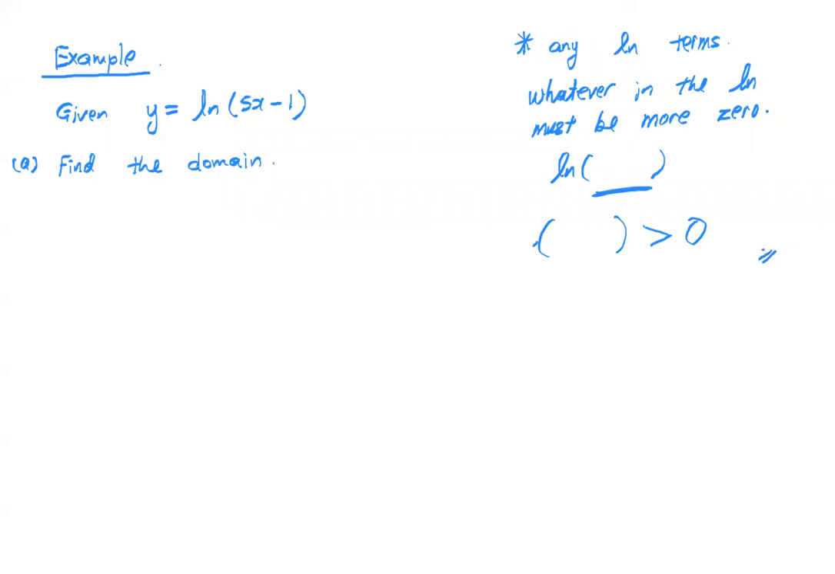I know that whatever is in the ln, so that is my 5x minus 1, must be greater than 0. Because if you don't believe me, you go to the calculator, you put ln of negative 1. The calculator will tell you math error. It doesn't exist. Are you clear? So no answer. Then I solve for this inequality. So far, so good. Whoever can give me the answer.